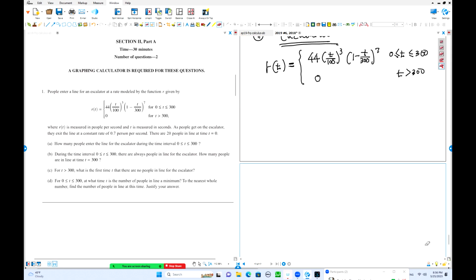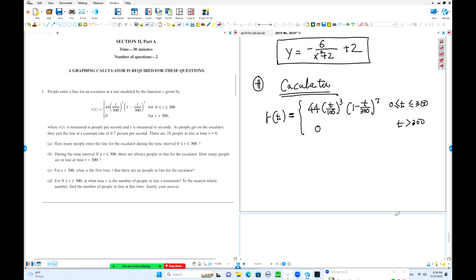You understand this one? This is the rate. Rate is the number of people per time t. The time is in seconds. That's the rate, where r is measured in people per second and t measured in seconds.